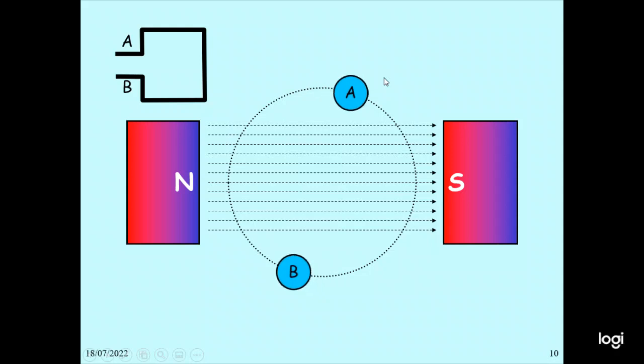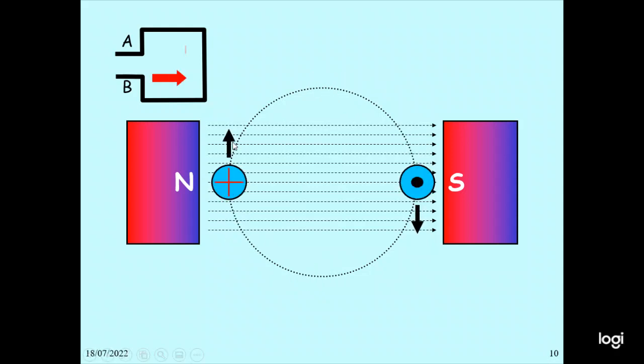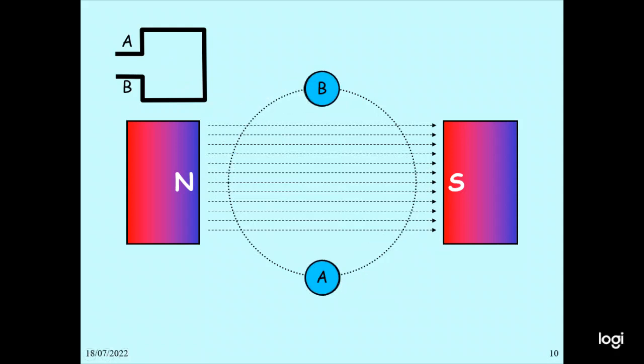And then in this position there will be no current, and in this direction, now the current is coming towards you, and here the current is going away from you. So the current flow direction from A to B is here.